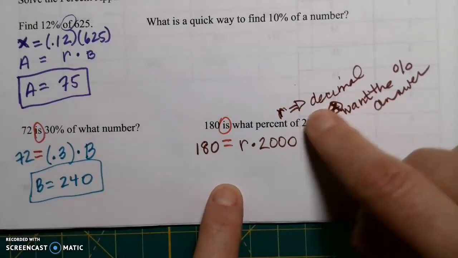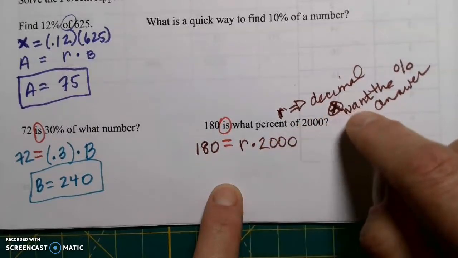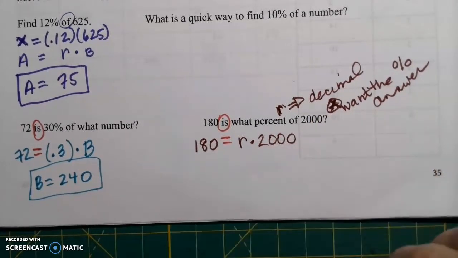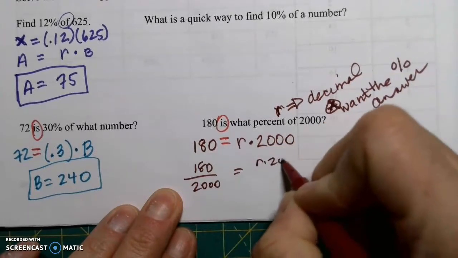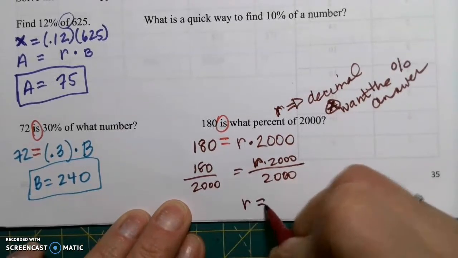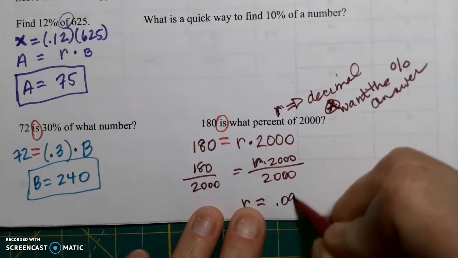The one thing you do have to remember with doing rates is that we get the decimal out of this equation, and we want the answer to be in a percent. So we have to make sure we do one additional step once we've solved for R. So divide both sides by 2,000. You might get something larger than 1, but most of the time it's going to be less than 1 in this situation. Okay, so 180 divided by 2,000, and we get 0.09.